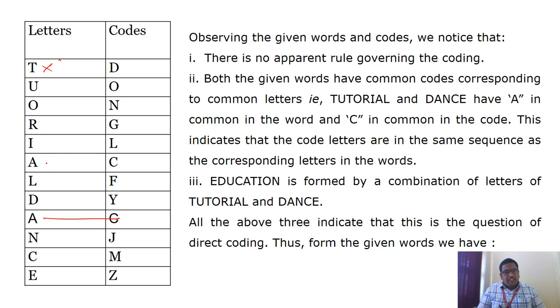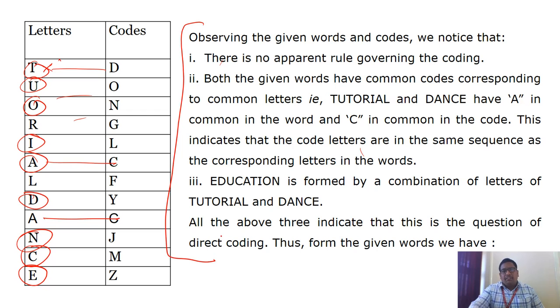As I said, A is C, here A is C. From here, try to get the word for education. E, D, U, C, A, T, I, O, N. That's it. So the respective letters are the code word for it. Okay. So this is the explanation of what we have already discussed in the previous slide. So this is the answer for it.